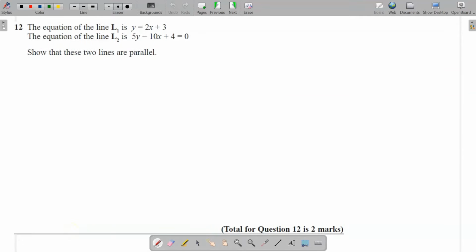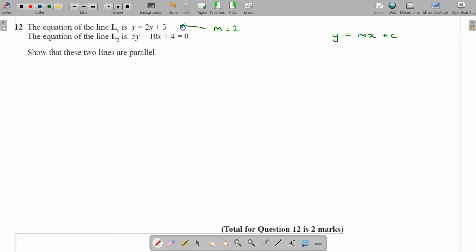In this question, we have to show that the 2 lines are parallel. If they're parallel, it means the gradients are the same. So the general equation for a straight line is often written as y equals mx plus c, okay, where m is the gradient. Now in the first one, we can see that m equals 2, because it's got the 2 in front of the x. It's already set up in this form, all right?